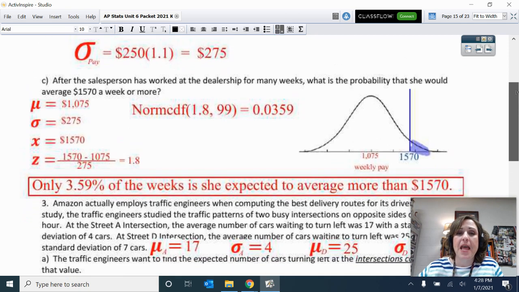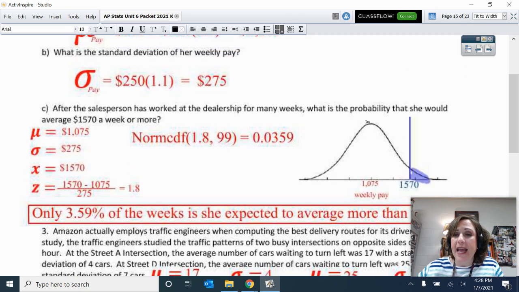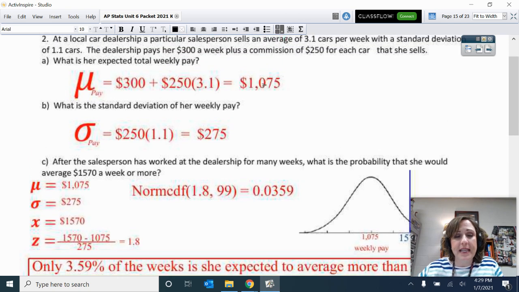So let's see. I did a normal model. And of course, I have this average at 1075. And we want to know 1570 or more. So I'm going to be using my mean and standard deviation. X is 1570. So my z-score is x minus the mean over the standard deviation. So my z-score is 1.8.